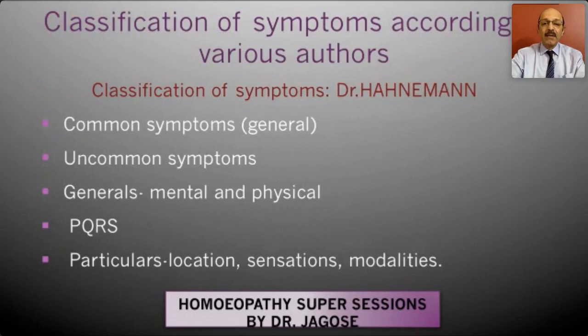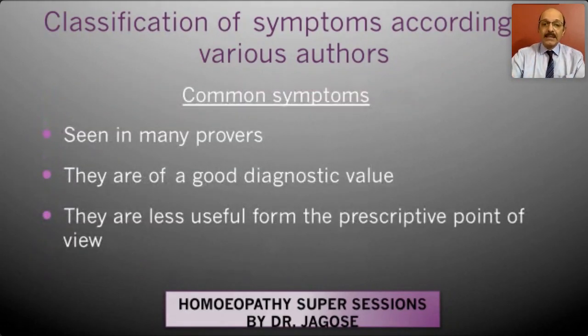Now, let us see the different authors and their way of classification of the symptoms. Dr. Hahnemann classifies common symptoms, which he calls general symptoms, that is the general symptoms of the disease, which are helpful for the diagnosis of the disease, or uncommon symptoms, which are helpful for the diagnosis of the remedy, or characteristic symptoms, or rare symptoms, or peculiar symptoms, which we are taking to identify the remedy. Then the generals can again be classified into the mental and the physical, even PQRS, and the particulars into location, sensation, and modality. So particulars should be described in the LSMC form, that is location, sensation, modality, with or without concomitants.